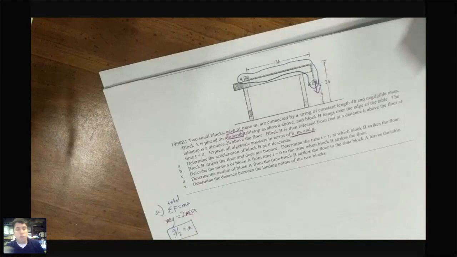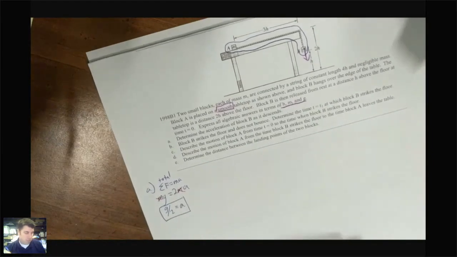Okay. Now, you could have done this also looking at block B and having mg going down and tension going up, and then block A having tension as your net force in there. Find the value of tension from block A and plug it into block B. But that's more work than I want to do right now when I can look at the entire system and make it simpler.